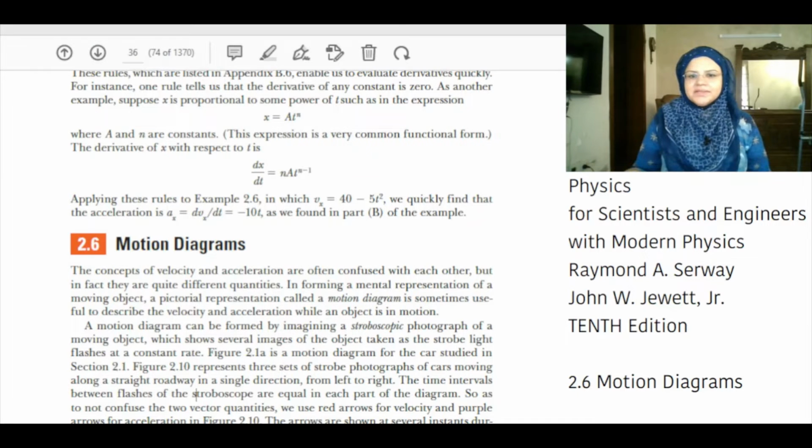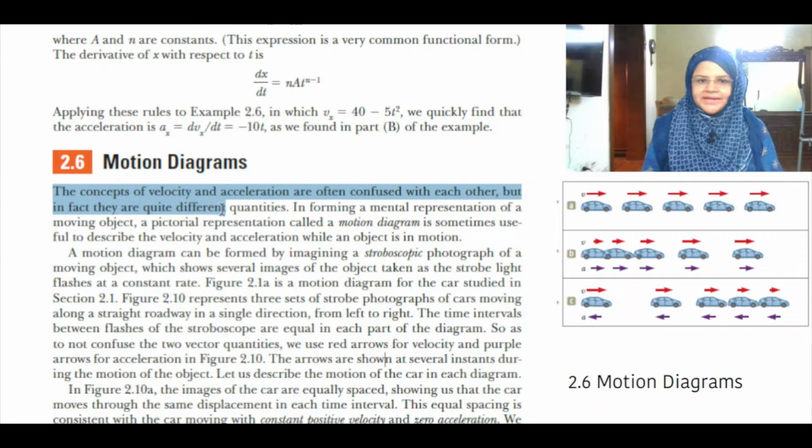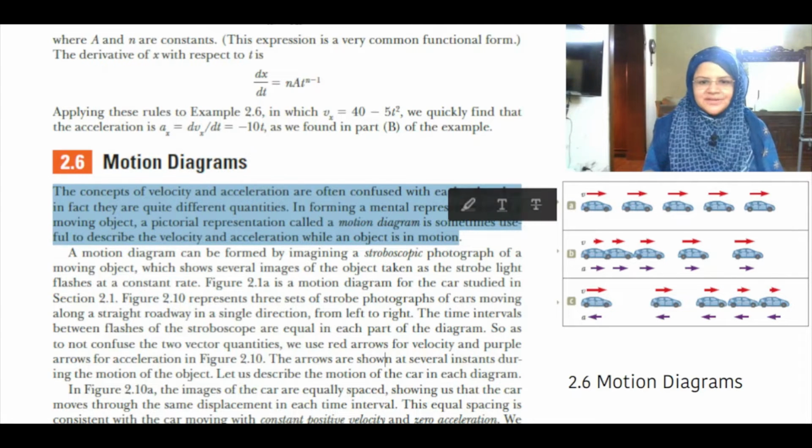Today we will cover section 2.6, motion diagrams, from the book Physics for Scientists and Engineers with Modern Physics by Serway and Jewett, 10th edition. The concepts of velocity and acceleration are often confused with each other, but in fact they are quite different quantities. In forming a mental representation of a moving object, a pictorial representation called a motion diagram is sometimes useful to describe the velocity and acceleration while an object is in motion.